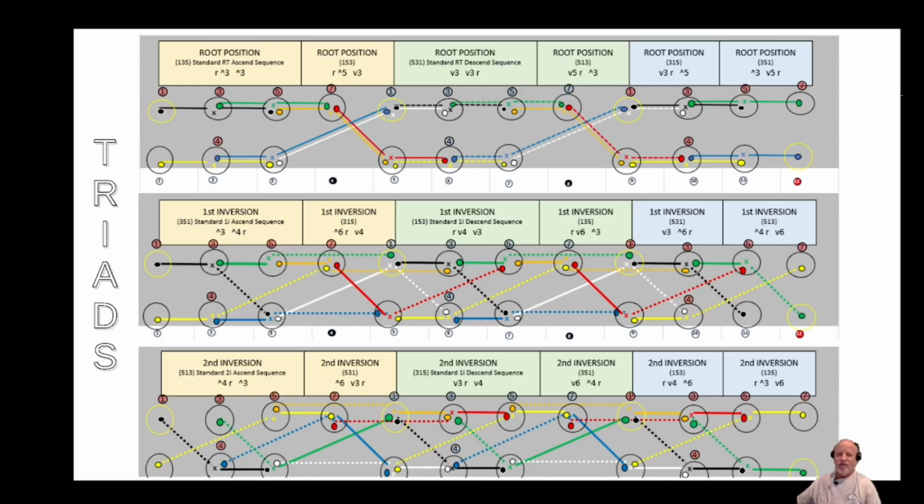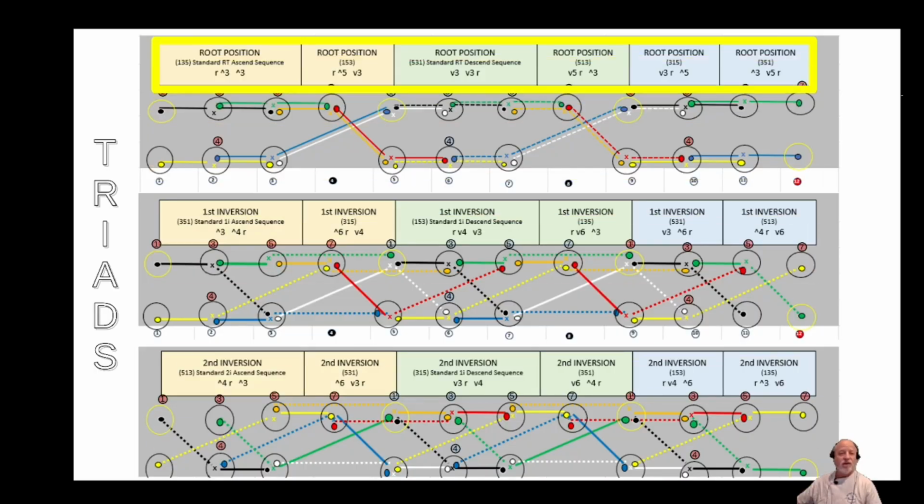And I have another video, actually a couple of videos, where I explained how to read these. So I urge you, if you haven't looked at those, please go back and look at those before you proceed. And so you can see we've got root position, first inversion, and second inversion rows here, right?